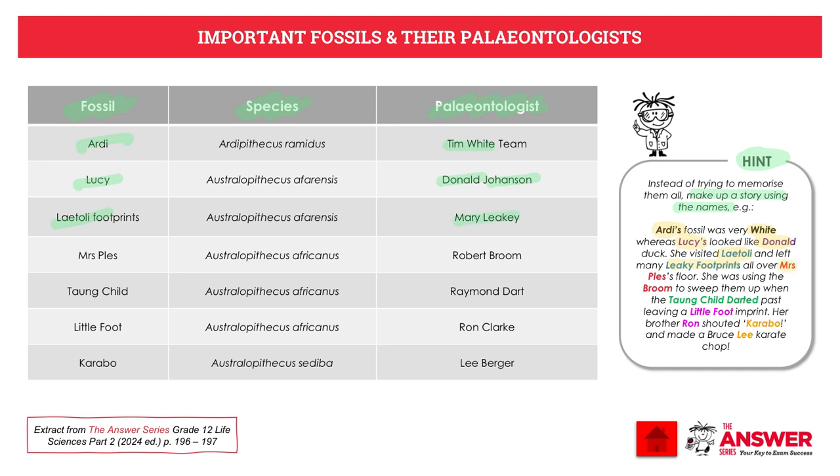All over Mrs. Ples's floor, and she was using the broom to sweep them up. So Mrs. Ples was discovered by Robert Broom. When the Taung child darted past, so the Taung child was discovered by Raymond Dart, leaving a little foot imprint. Her brother Ron, so Littlefoot, discovered by Ron Clarke, shouted "Karabo" and made a Bruce Lee karate chop. So Karabo, discovered by Lee Berger.